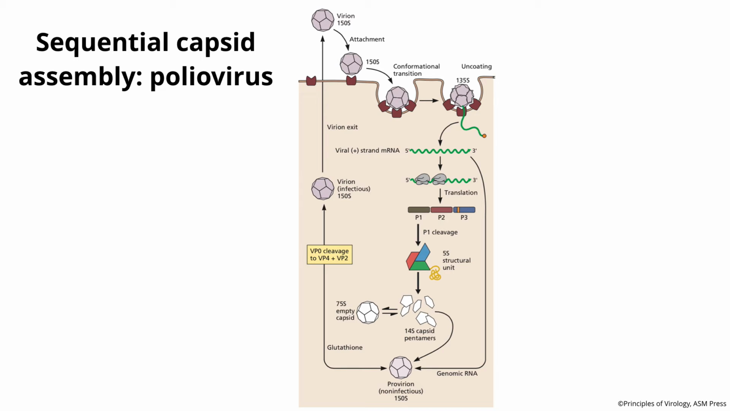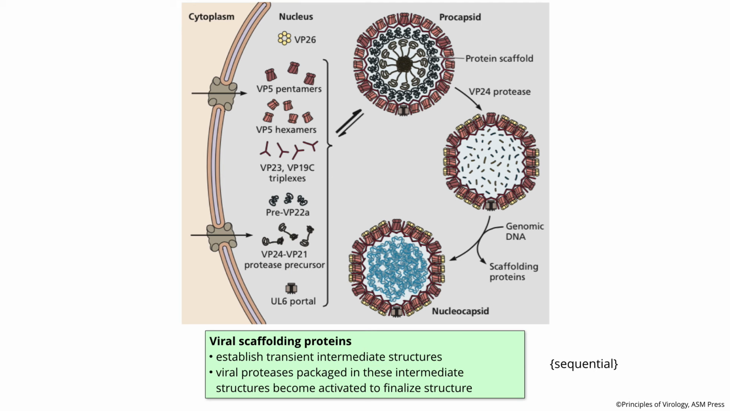We think that those can come apart then, so the 14S pentamers later can be used to make particles with genomic RNA. So that's just one entire assembly reaction for poliovirus. Let's take a look at another example of assembly, and again using a chaperone.